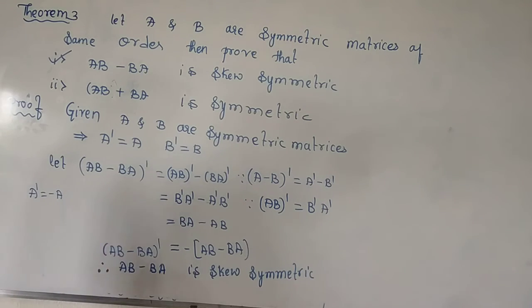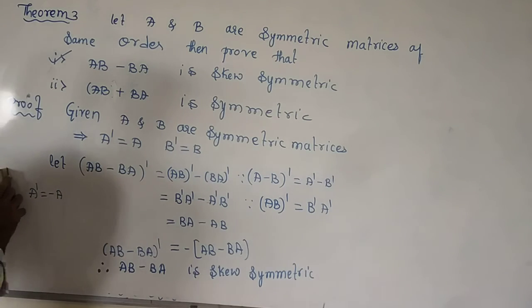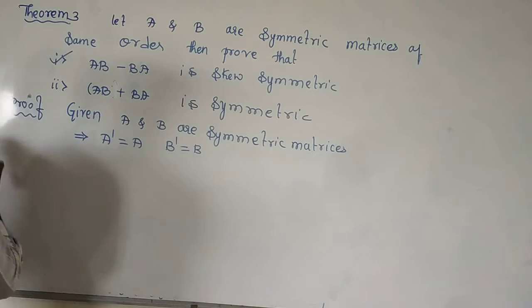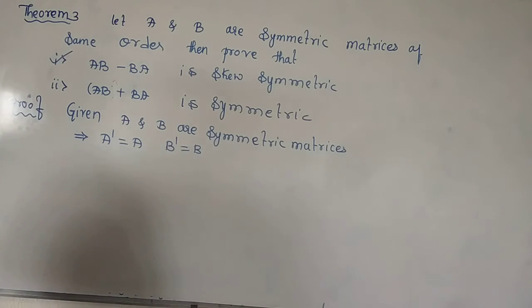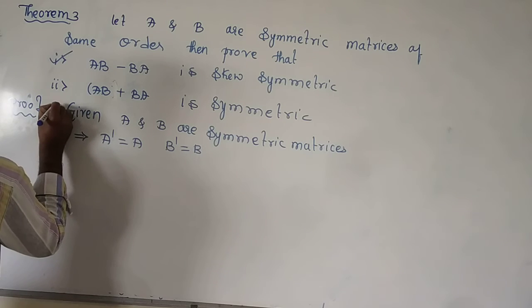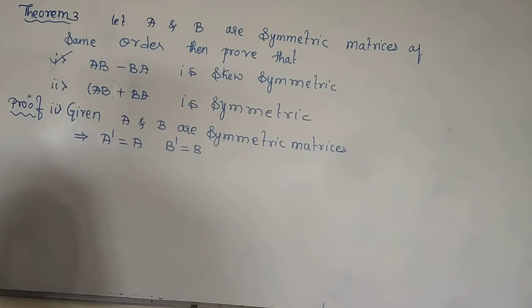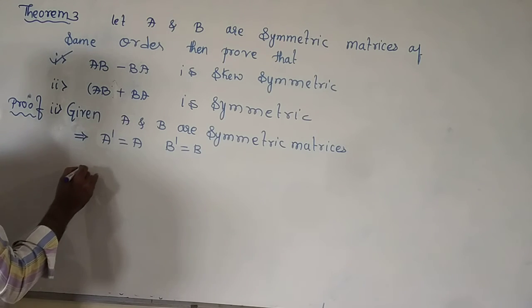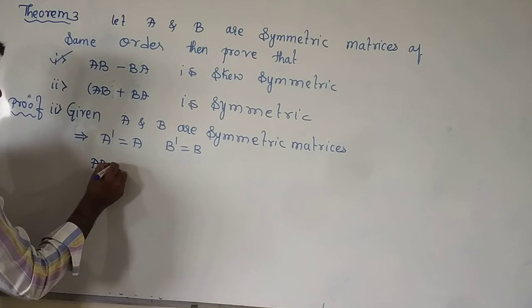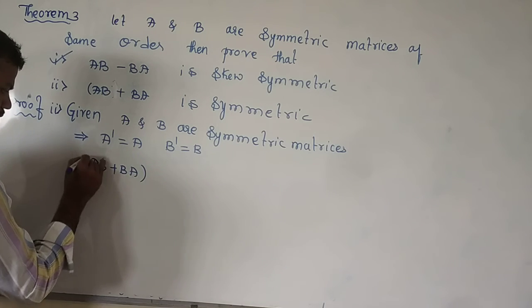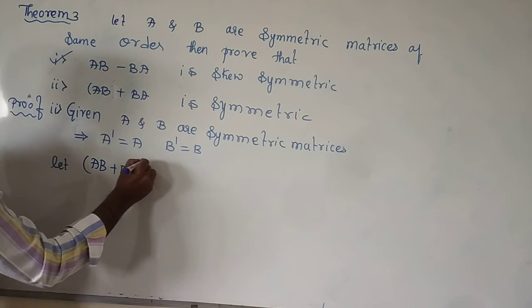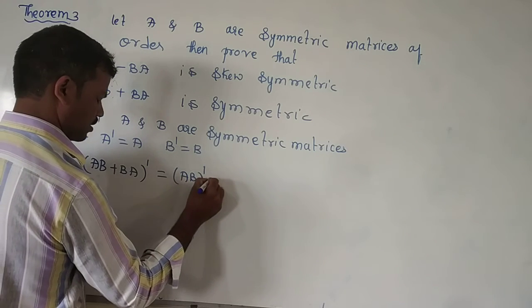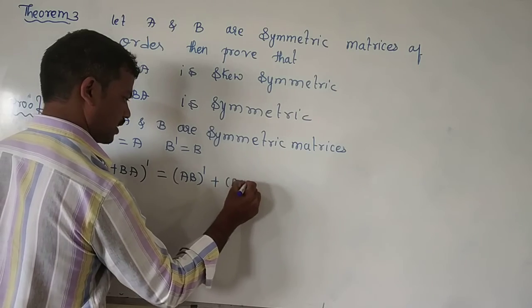Next, similarly we have to show the second one. The first one is over. The given information is the same for both. With the help of it we have to prove that A into B plus B into A is symmetric. Let (A into B plus B into A) transpose equal (A into B) transpose plus (B into A) transpose.